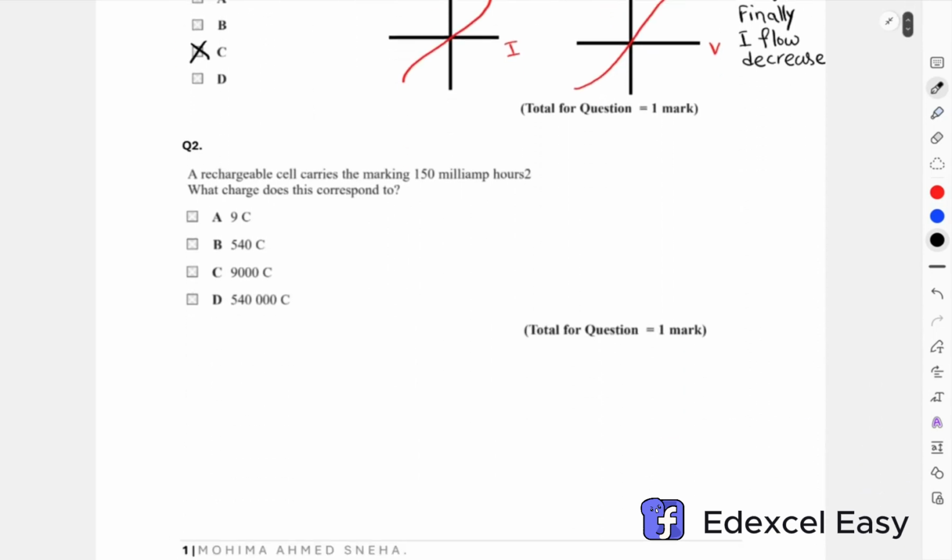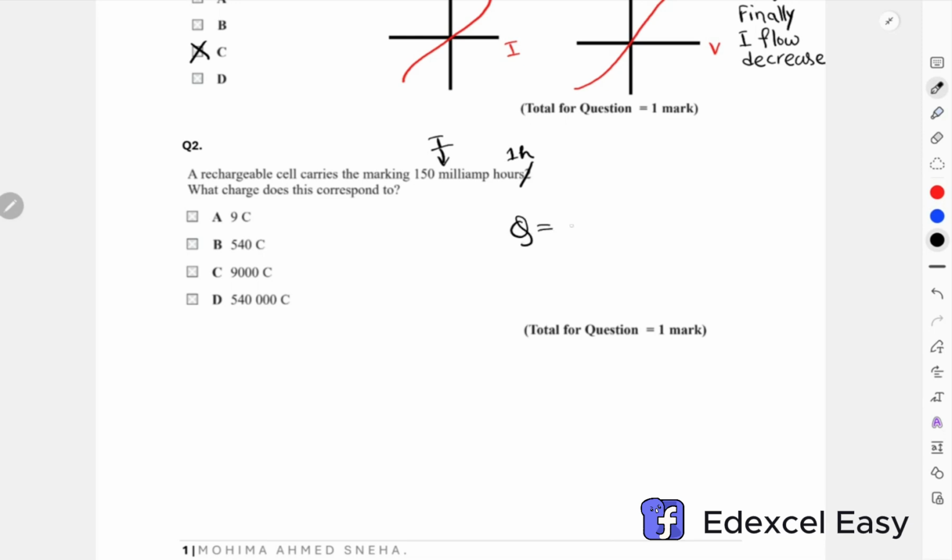Moving to question two, a rechargeable cell carries the marking 150 milliamps hour. What charge does this correspond to? There was a typing mistake, sorry, the 2 was not supposed to be here. So 150 milliamps hour, what does this indicate? Milliamps gives you the amount of current, and hour means 1 hour, which obviously has to be converted into seconds, because according to your equation q equals It, time is always measured in seconds. So now you have to find the value for charge.